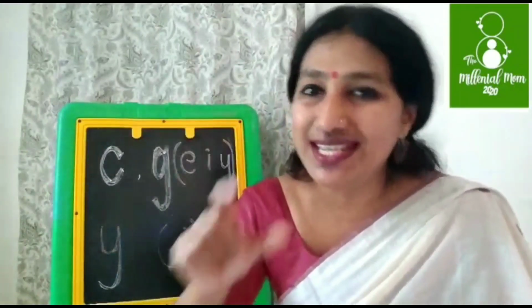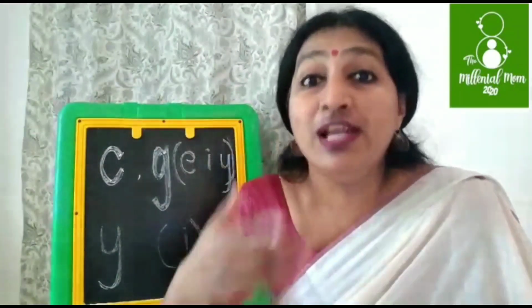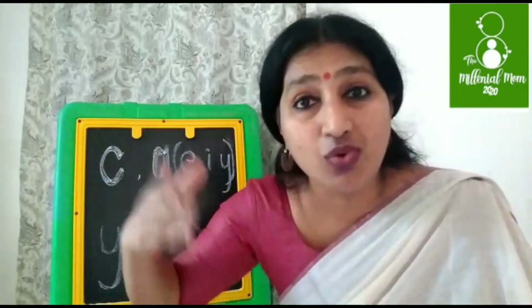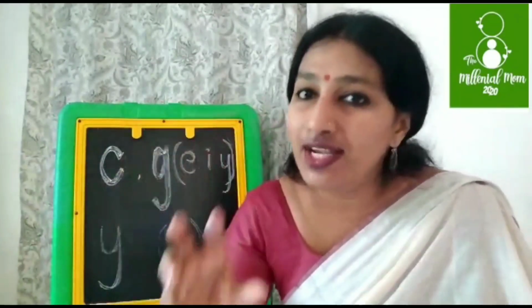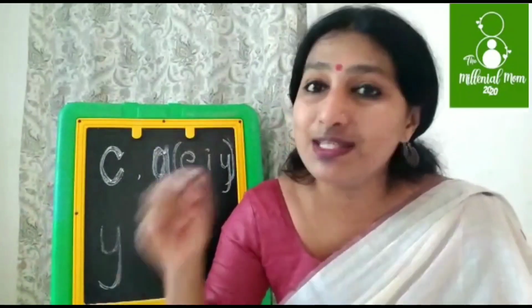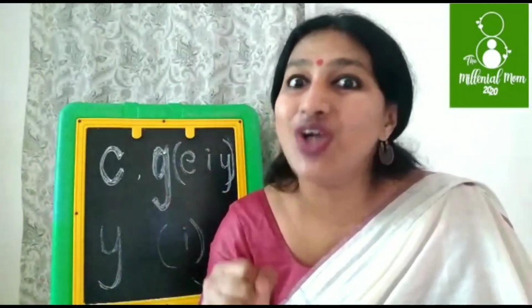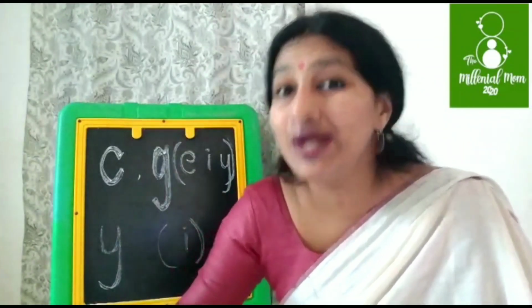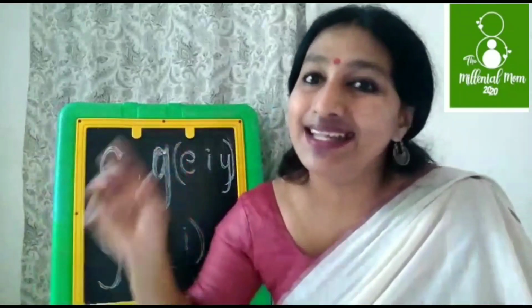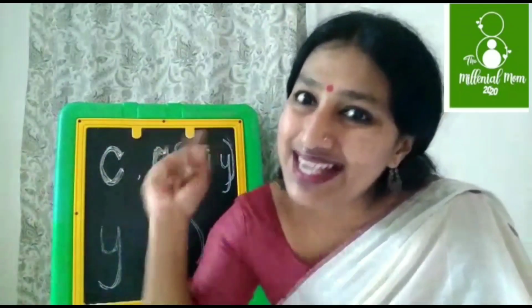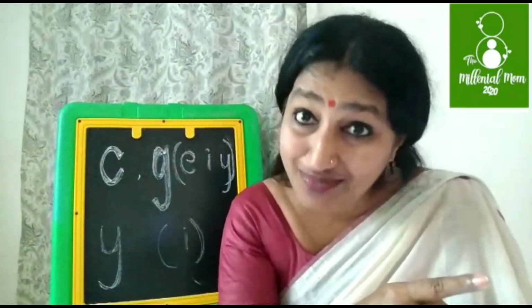So C and G are the chameleons. We will look deeper into this as we move on and as we do words. Okay, now this is enough. Why do we call C and G the chameleons? Because they do not hold on to their sound at all times. They change the sound according to who is standing next to them. And that is why we call them the chameleons in the alphabet.